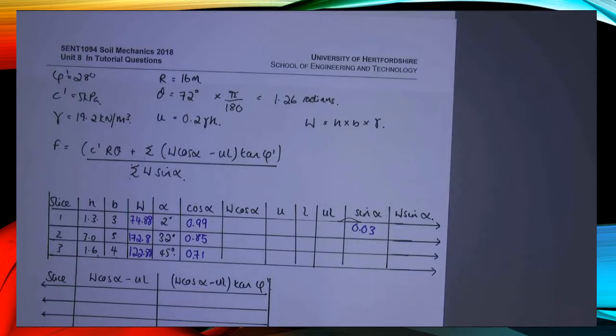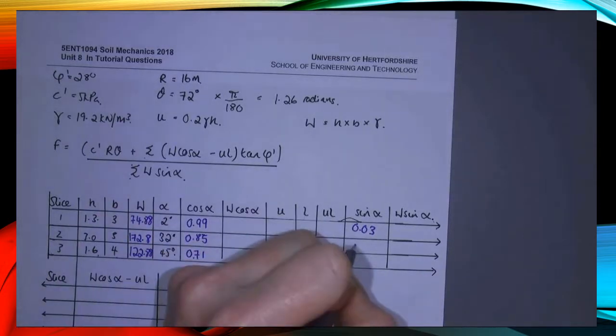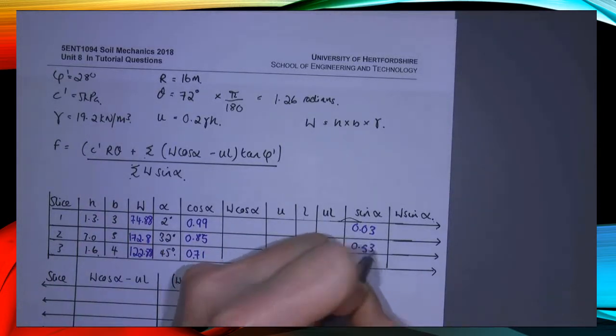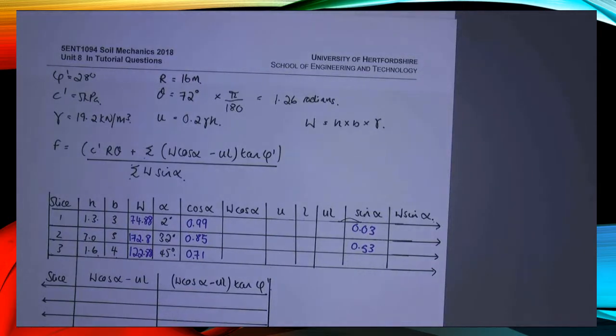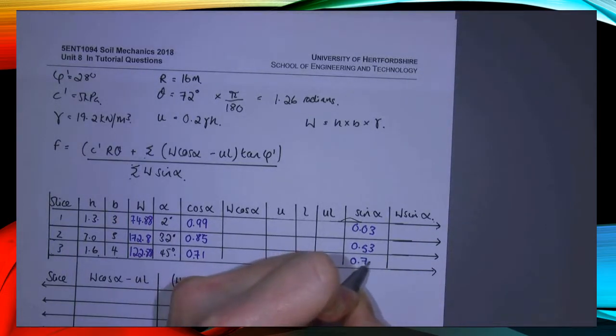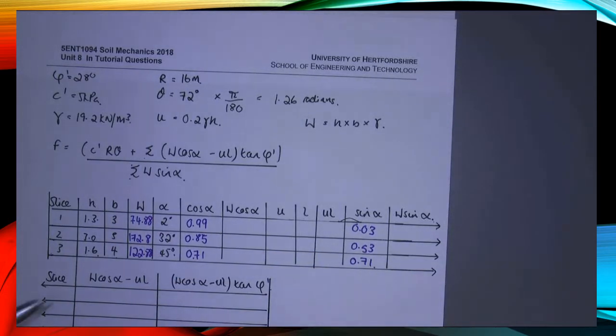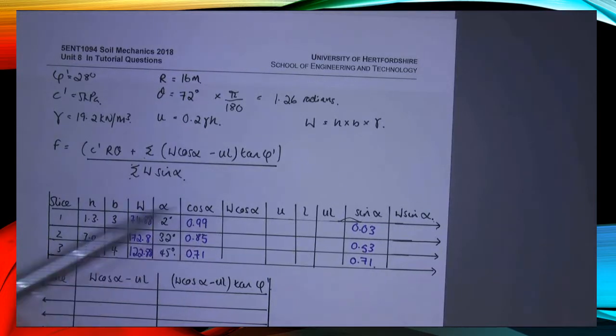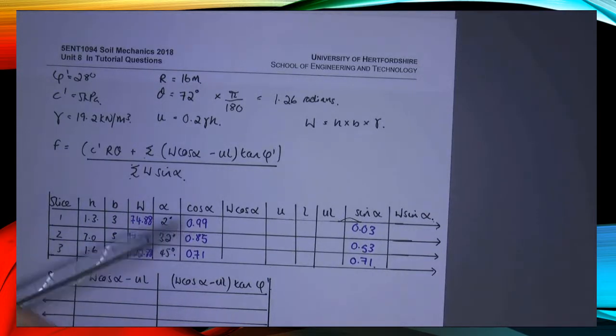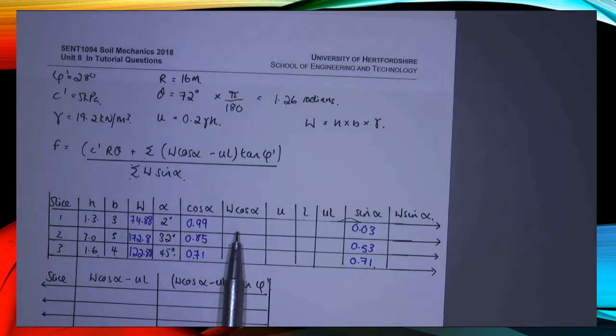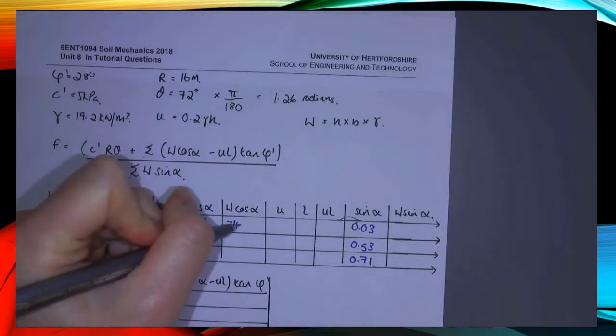Sin 32 is 0.53, and sin 45, which is 0.71. Now we have W calculated and we have cos alpha, so we're able to calculate W cos alpha. So 74.88 times 0.99 gives 74.13.